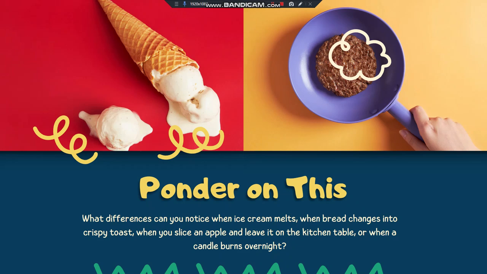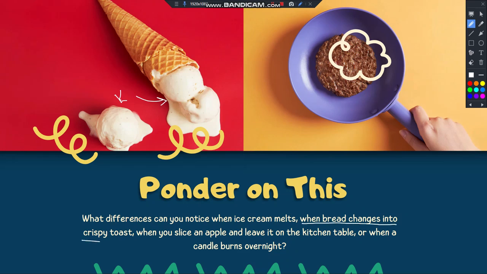Now, I want you to ponder on something. What differences can you notice when ice cream melts? Possibly you've had a cone of ice cream not so long ago, and if the place was a bit warm, you would notice that after a while, the solid cone of ice cream begins to become liquid. A change has occurred. Or when bread changes into crispy toast in the toaster, or when you slice an apple and leave it on the kitchen table, or when a candle burns overnight, you would notice that a change occurs in each of these circumstances.